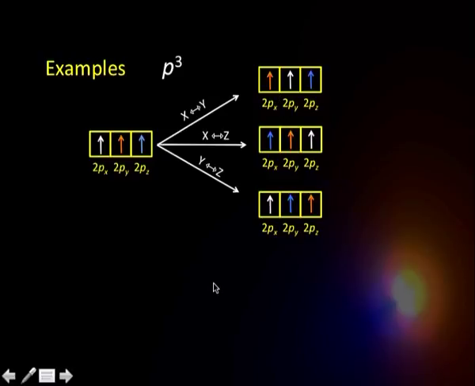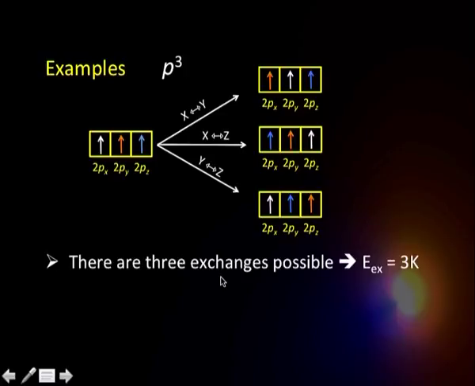So, in the case of a P3 electronic configuration, what do we have? We have a total of 3 exchanges possible there, and since each exchange contributes some energy K, the total exchange energy for this particular configuration is 3K.